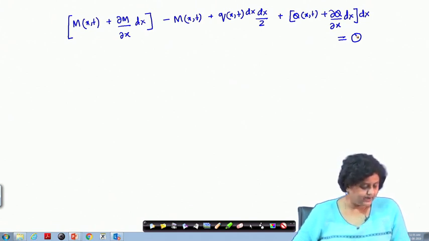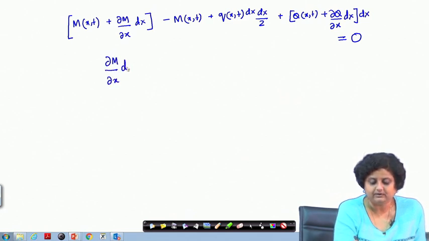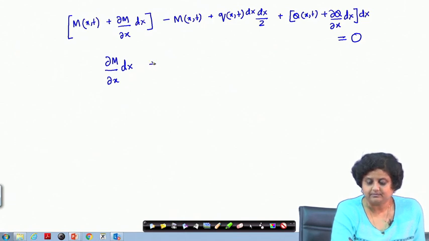If we try to simplify this, we will get the equation as del M by del x dx plus Q(x,t).